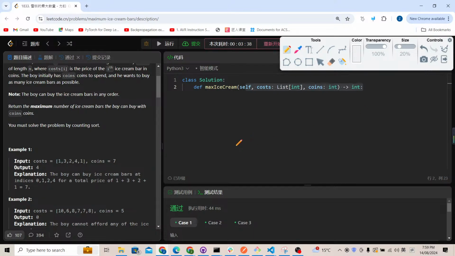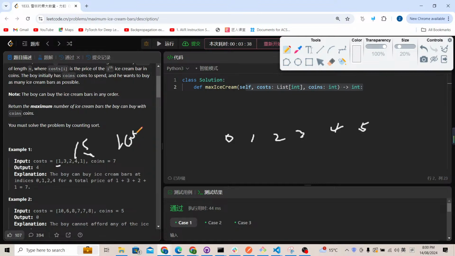The counting sort idea is just like bucket sort. For counting sort, we can prepare some buckets like the indices 0, 1, 2, 3, 4, and 5. So the index just means the value or the cost of the ice cream. For example, how many ice creams have the value 0? There are none, because the cost should always be greater than or equal to 1 and less than or equal to 10 to the power of 5. So definitely we are going to start from index 1.